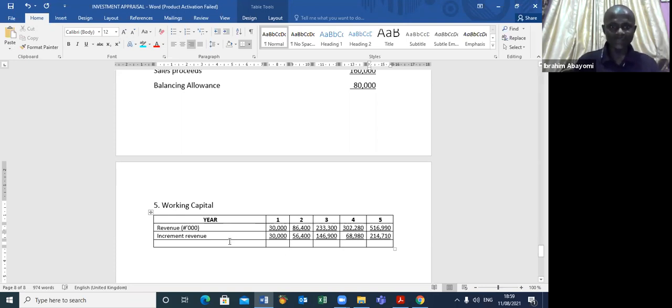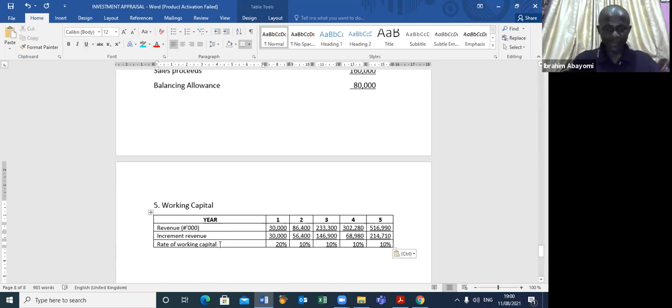So what is the rate of working capital? The question has told you that for the first year it is 20%. After that, it is 10% of incremental revenue. So 10%, 10%, 10%.